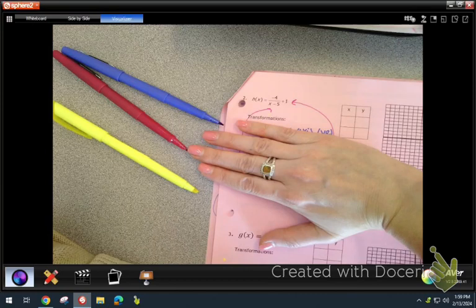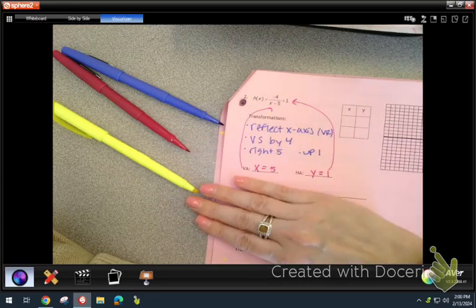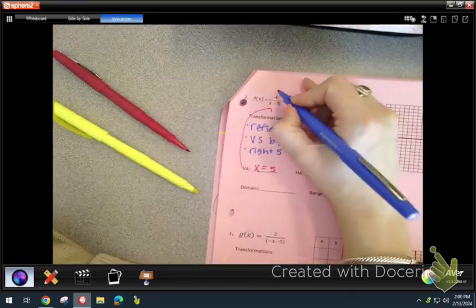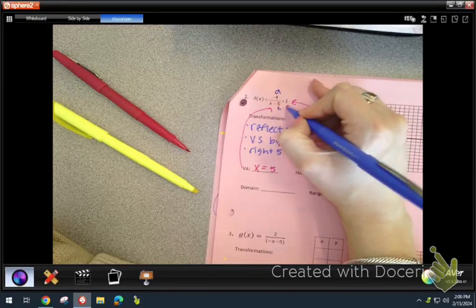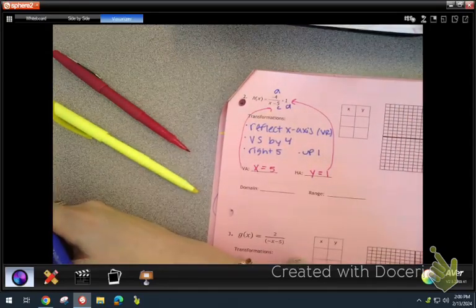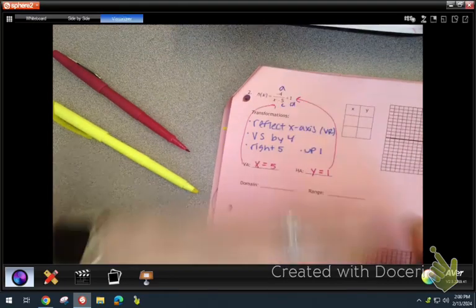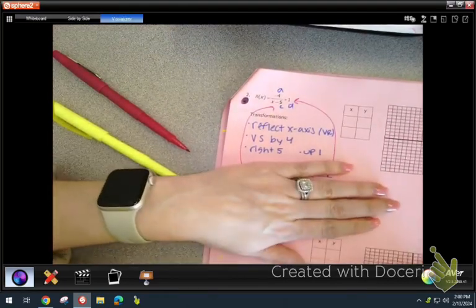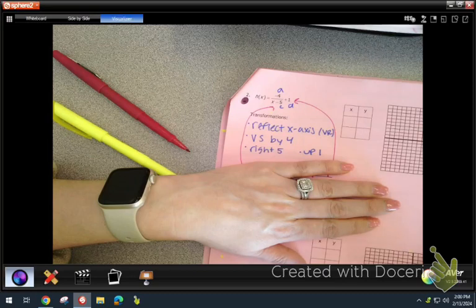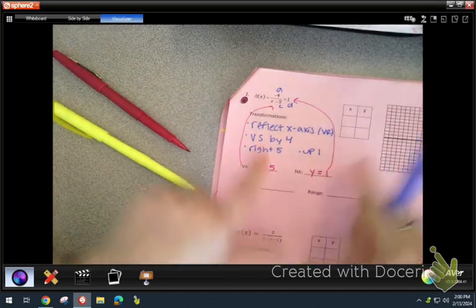Vertical reflection, or reflection over the x, and vertical stretch. That -4 is an A value if it helps you to label. This is an A, this is a C, this is D. We're going to see a B value on the last one. So there's your transformations there. What is your vertical asymptote? X equals 5. What's your horizontal? Y equals 1. Again, those come from there.